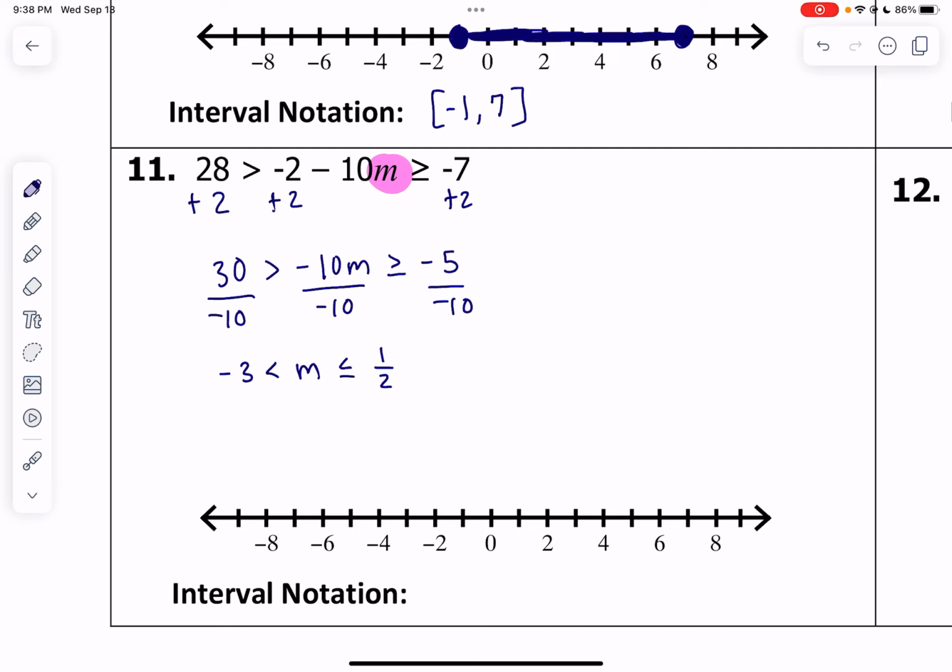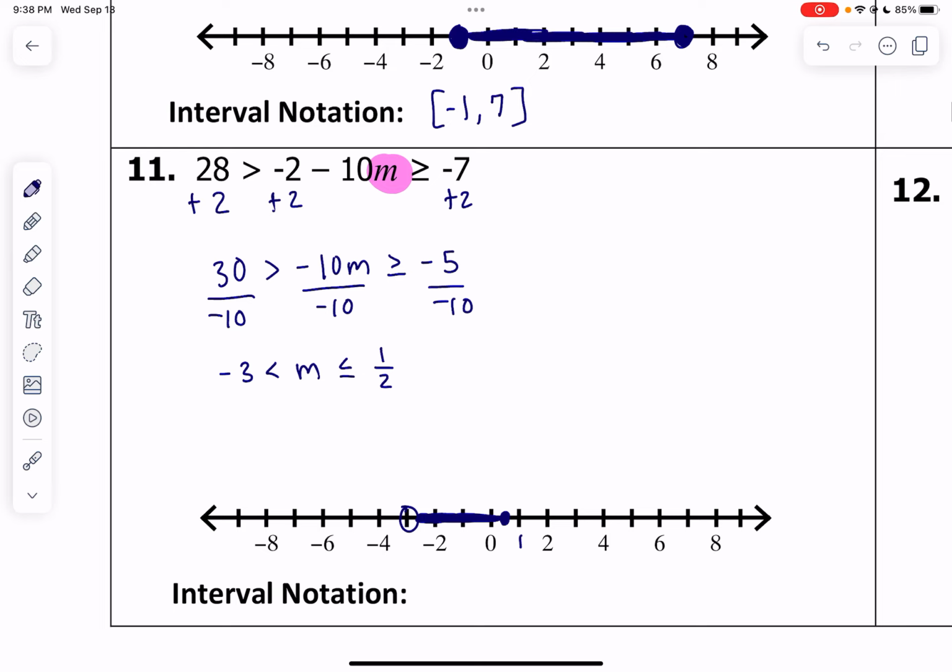Positive 1/2. So now that we have constructed our interval and isolated our m, we do the same thing. We construct the number line. So we start off at negative 3, open circle. And we end up at 1/2, which is somewhere around here. Okay. And everything in between here will be filled in.